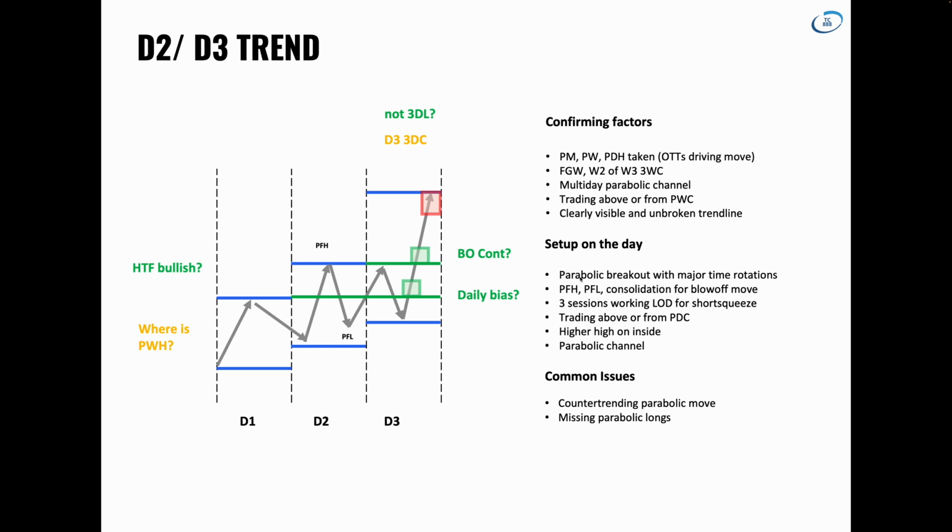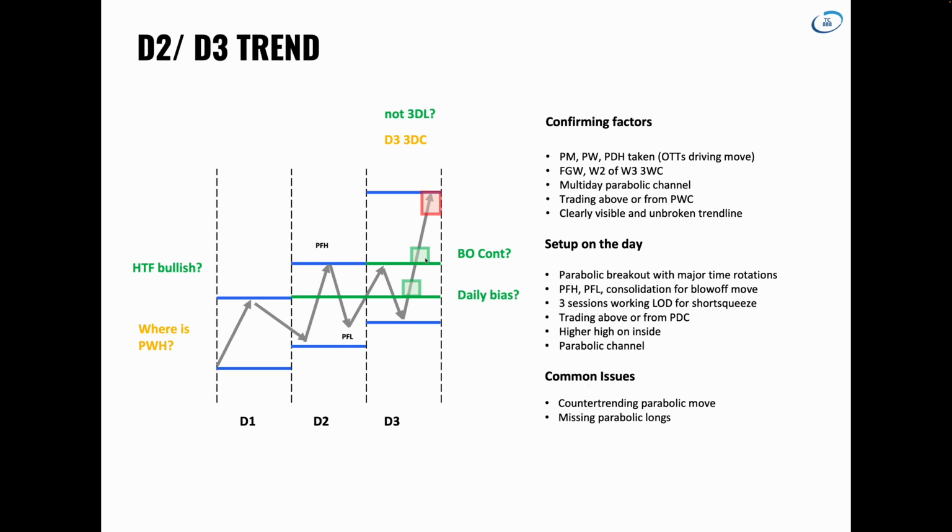Setup on the day: parabolic breakout with time rotations, peak formation high, peak formation low, consolidation blow off is a nice one. 3 sessions working into low of the day for a short squeeze. You want to trade away from previous day close, as discussed. Higher high on the inside with a dump and pump setup is nice, or a parabolic channel. So that's again the setup on the day.